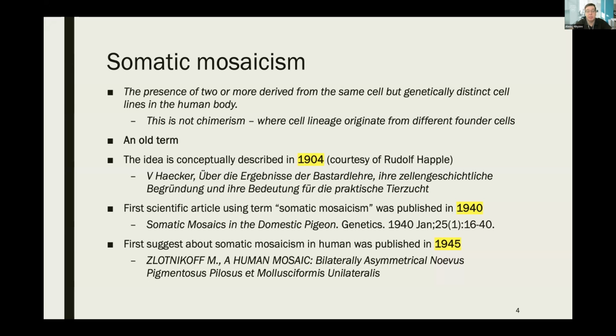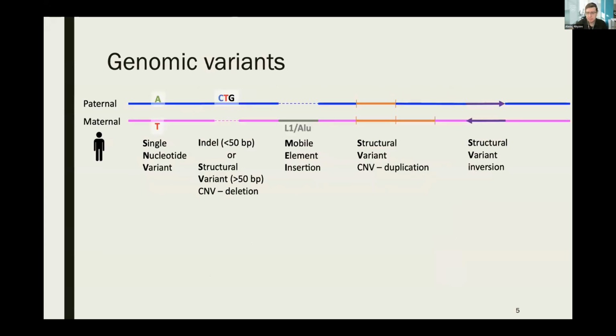And now we have the ability to study it not just in limited cases, but systematically and at a single cell level. There could be people with different backgrounds. I will just give a quick overview.